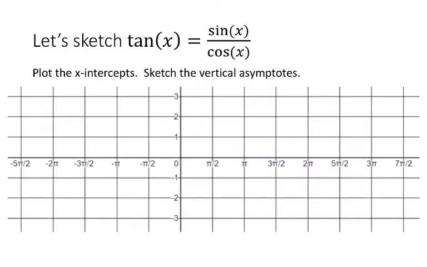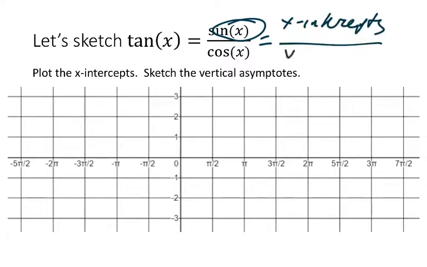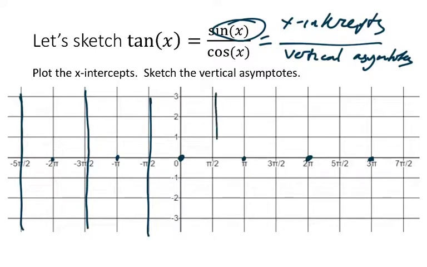So we can do the same thing with tangent. Plot the x-intercepts. Remember, the numerator is going to make my x-intercepts when it's 0. And then the denominator is going to make my vertical asymptotes. So every time sine is 0, that's going to be here, here, here, here, here. And then I'm going to have vertical asymptotes whenever cosine is 0. That's going to be here, and here, here, here, here, and here.